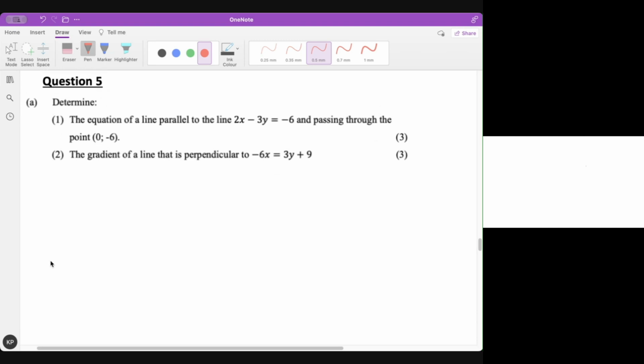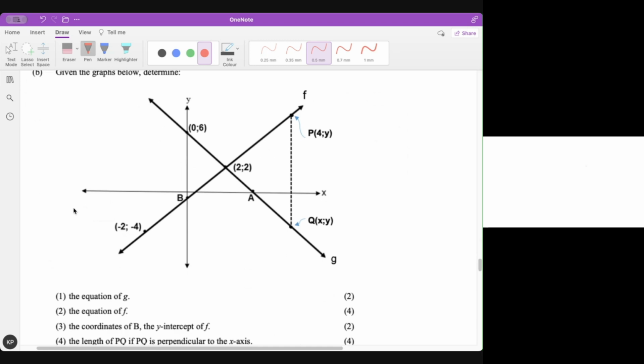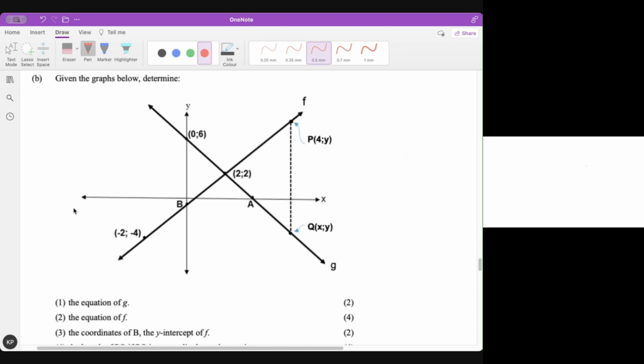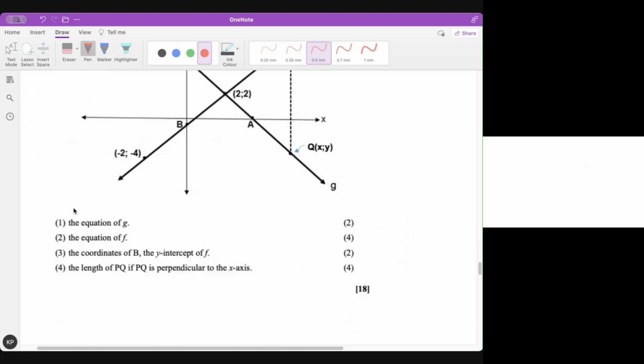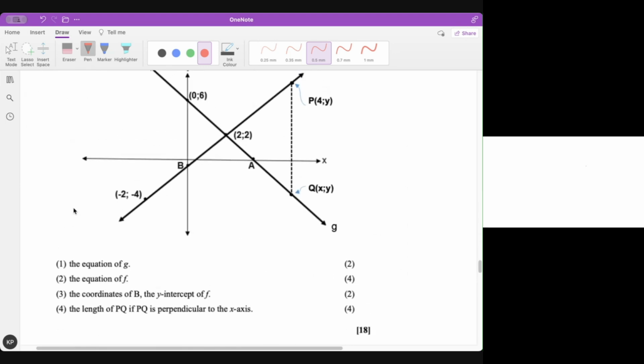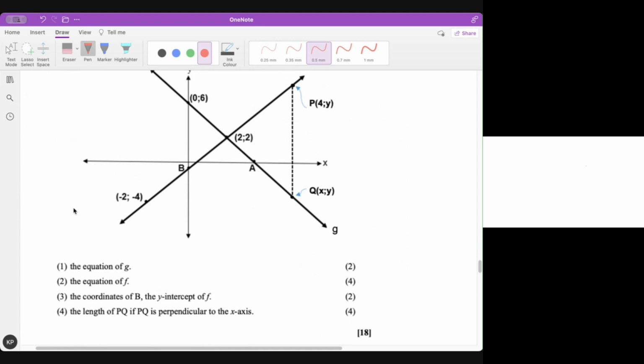Now we have graphs. So this time you're going to choose between the whole of A and the whole of B. So this is B, this is A. Read the question first. Shalom is like, I don't care. B looks messy. So A, they didn't give you the actual graphs, they just gave you equations. And then B, they gave you the actual graphs with a bunch of questions.